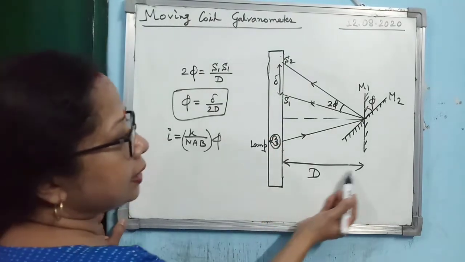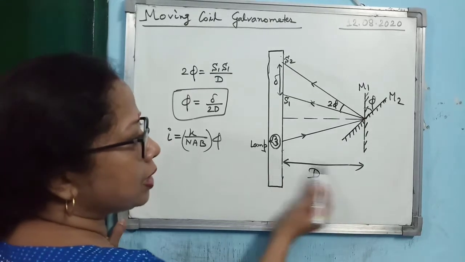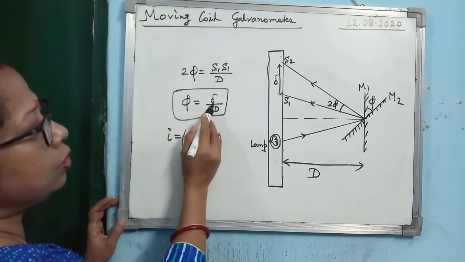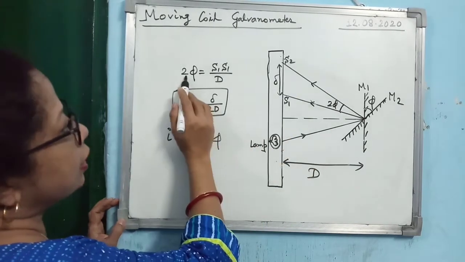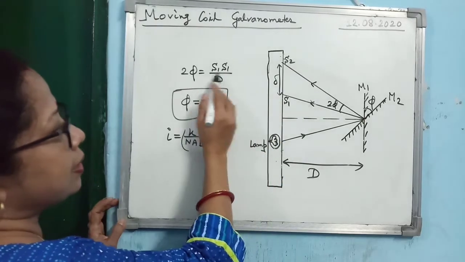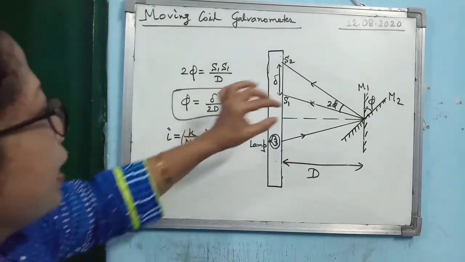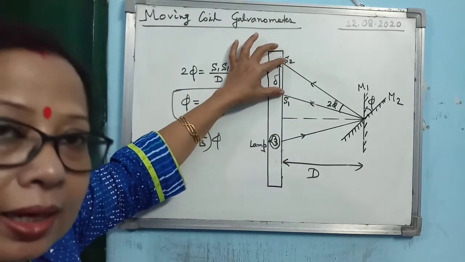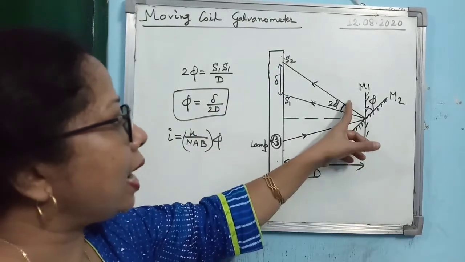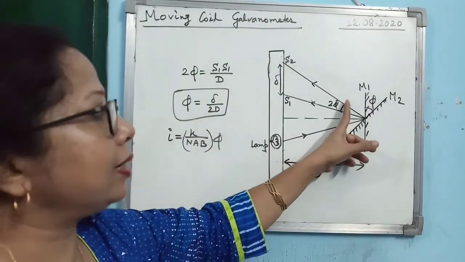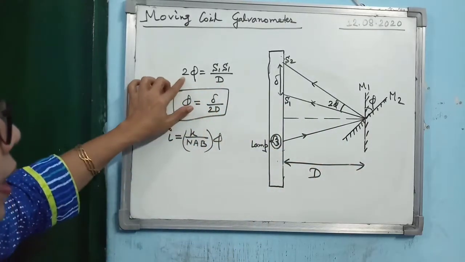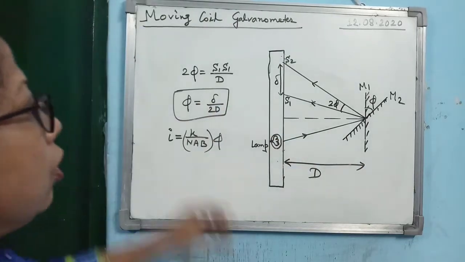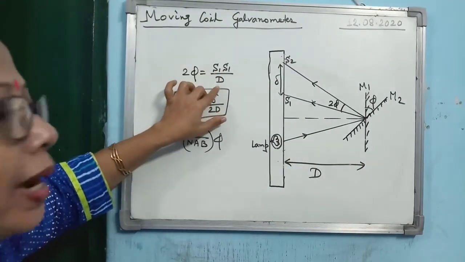Now if you consider that big D is the distance between the scale and the mirror, then from this relation you can write, sorry, 2 phi is equal to S1S2 by D. We consider S1S2 to be an arc of a circle whose radius is D and the angle subtended at the center is 2 phi. So from that relation you get 2 phi is equal to S1S2 by D. Or you can explain it this way also: tan 2 phi is S1S2 by D.